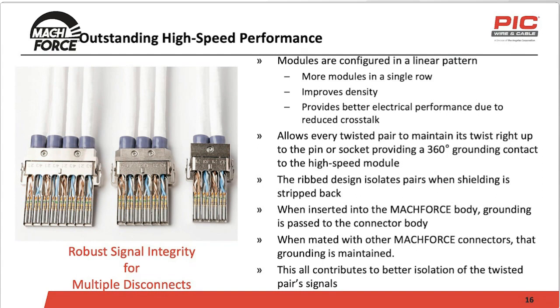The rib design of the high-speed module allows each pair to remain isolated from the next pair when the individual pair's shielding is stripped back. When the high-speed module is inserted into the MACHFORCE connector body, that grounding is passed to the connector body. As 2 MACHFORCE components are mated together, again, that grounding is maintained. This all contributes to better isolation of the twisted pair's signal.